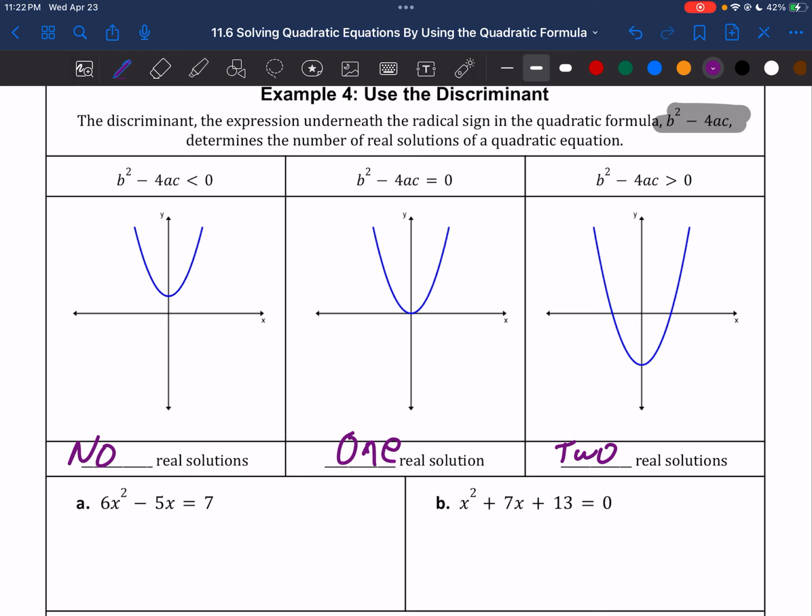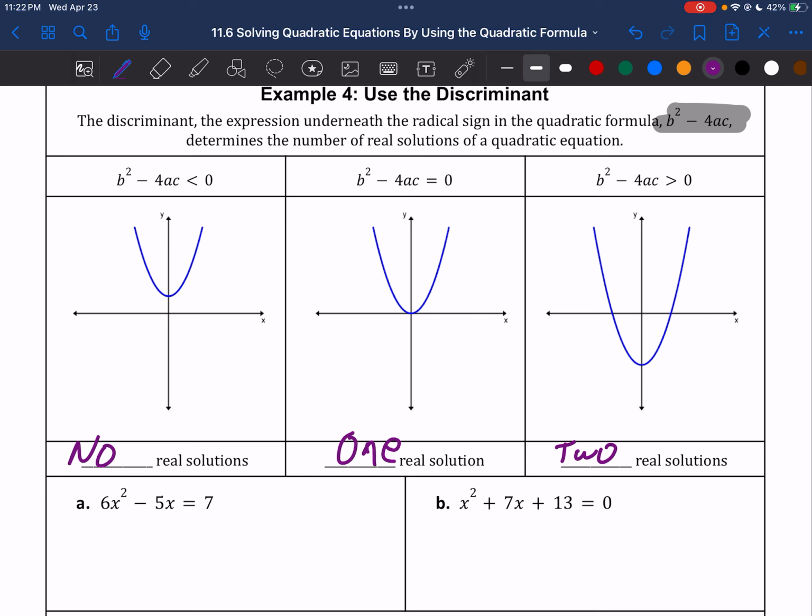But let's think about this logically. This piece is under the square root. So if it's less than 0, that means it's a negative number. Can we take the square root of a negative number? Not in Algebra 1 and not dealing with real number solutions. So that is why there's no solution there. If we're taking the square root of 0, the square root of 0 is 0. So we're going to add or subtract 0. So we are at the vertex, right?